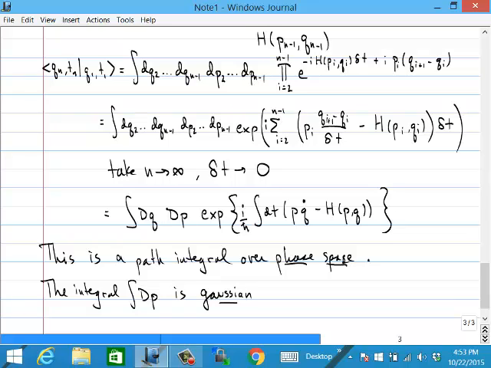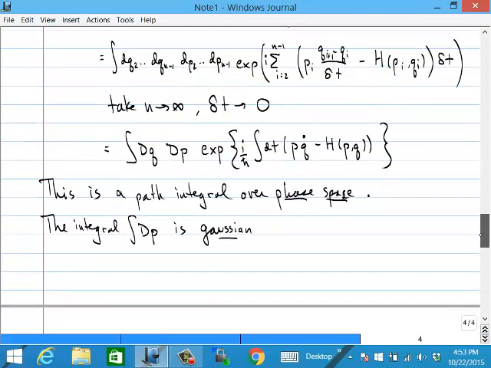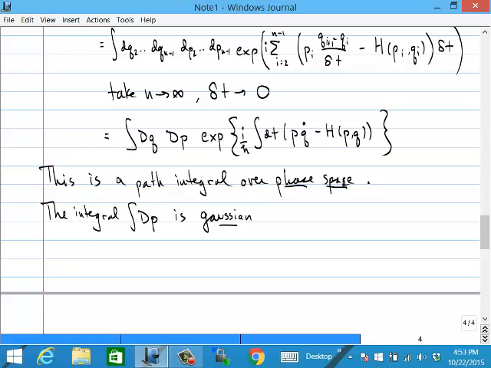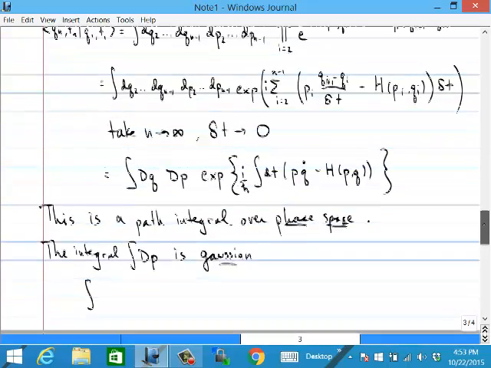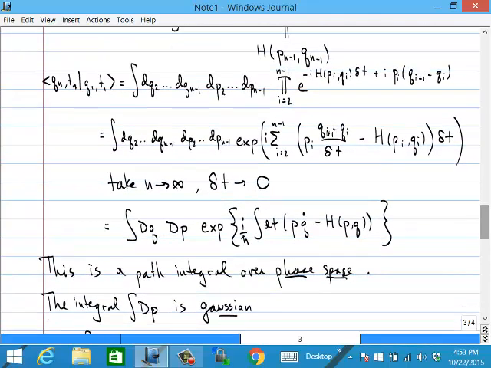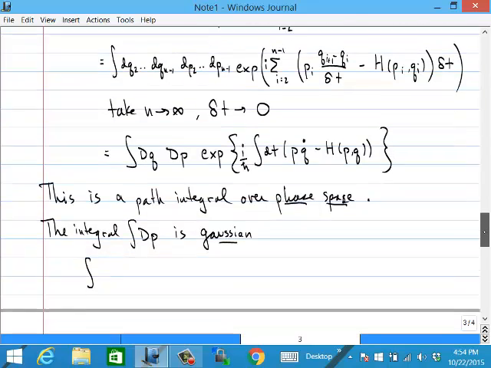Why is that? Well, H was quadratic in P, okay? So it's just some Gaussian integral, and if there's one thing I know how to do, it's a Gaussian integral. In fact, it might be the only thing I know how to do. In particular, let's just imagine that instead of taking the delta t goes to infinity limit to write this as an integral over phase space, we just tried to do one of those integrals dp that's appearing here. What would that integral look like?